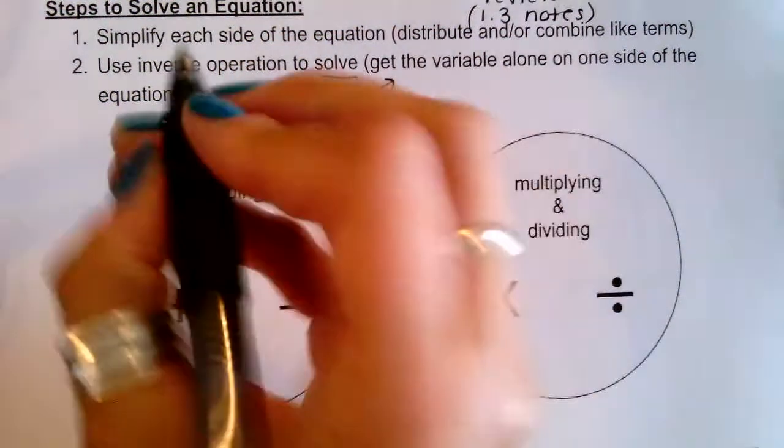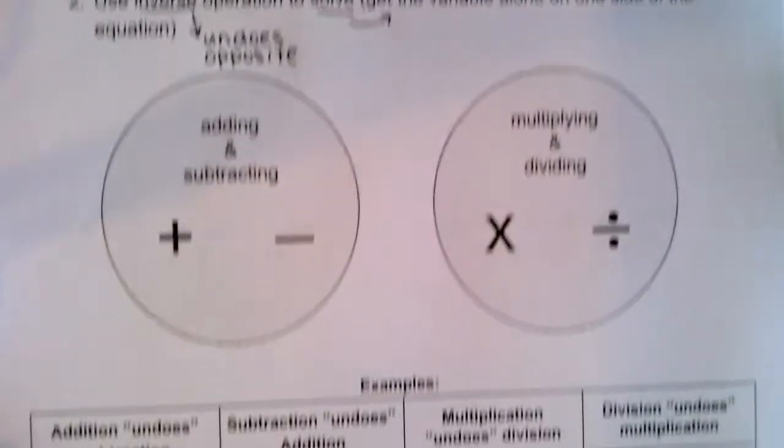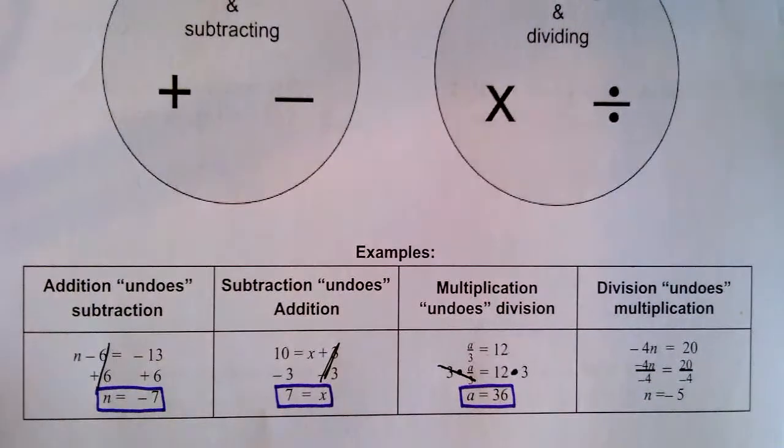Right? So another way to say inverse. So you could hear any of those options. So let's look back at this last example. We have negative 4 times n. Remember how we've talked about how if things are right next to each other, they're being multiplied. So we need to undo that with division.